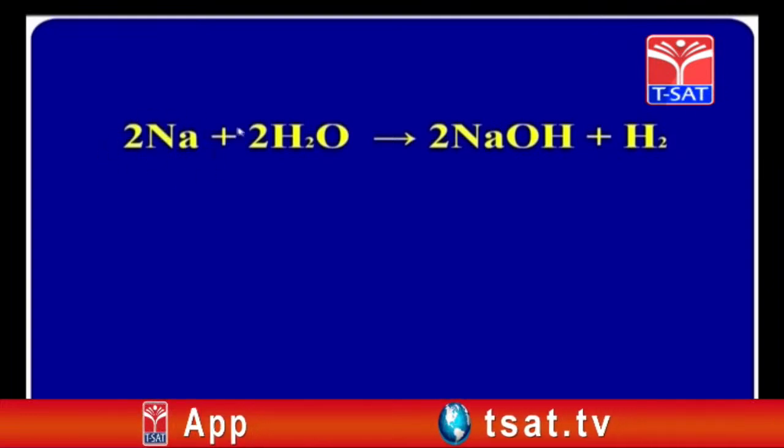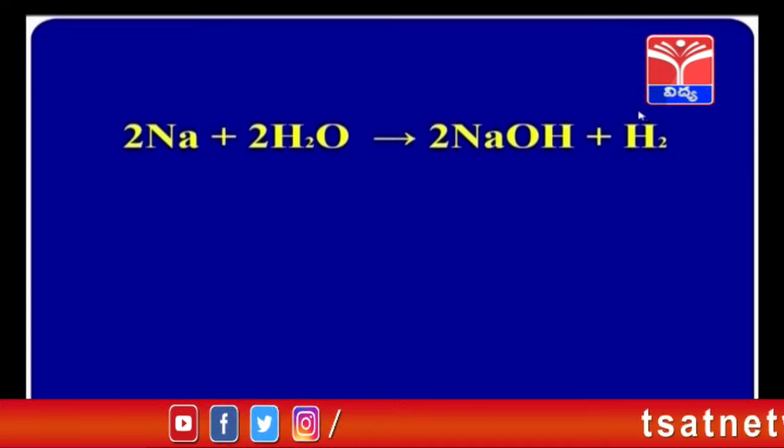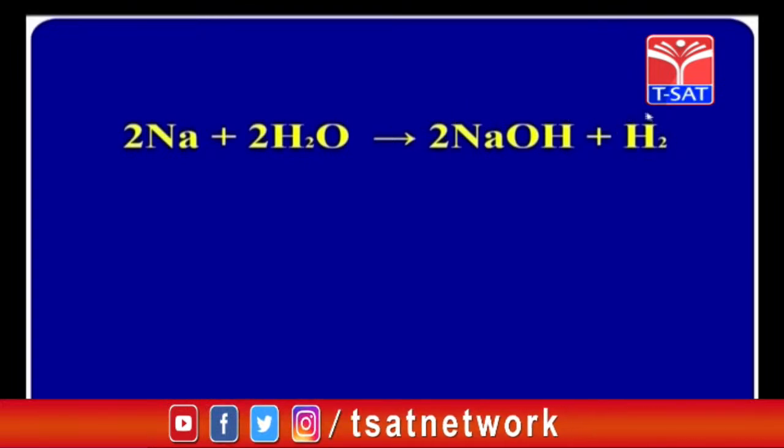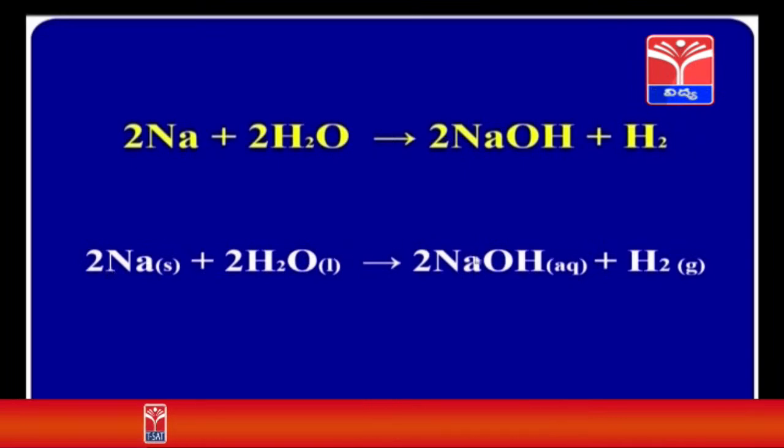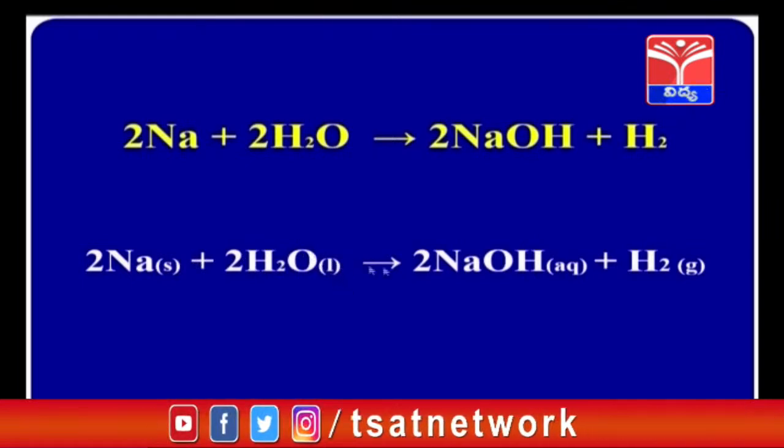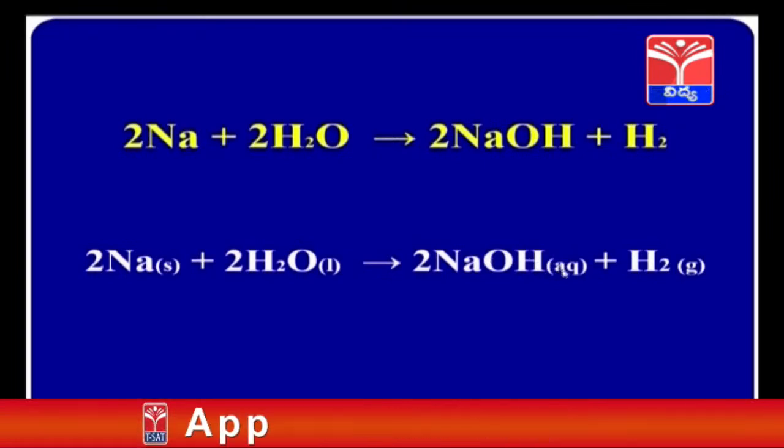Now let us see another equation where we can find all the kinds of physical states. Sodium is a solid, H2O means water, it is liquid. Sodium hydroxide is an aqueous solution and hydrogen is a gas. See, 2Na(S), because it is solid, plus 2H2O(L), as water is liquid, gives rise to 2NaOH(AQ), as it is an aqueous solution, plus H2(G), as it is a gas.